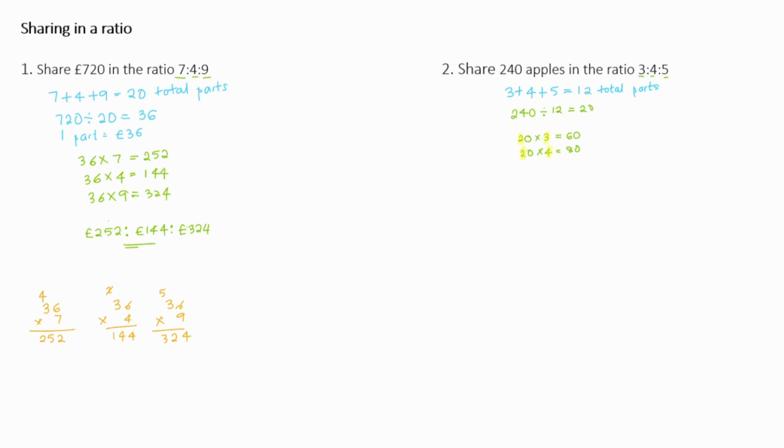And to find out how much is represented by the 5 parts, we are going to do 20 times 5. 2 times 5 is 10, and therefore 20 times 5 will be 100. So if we share our 240 apples in this ratio, that will mean that these apples are shared as 60 apples to 80 apples to 100 apples.